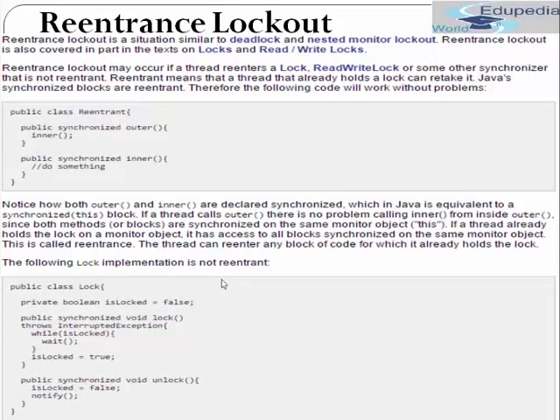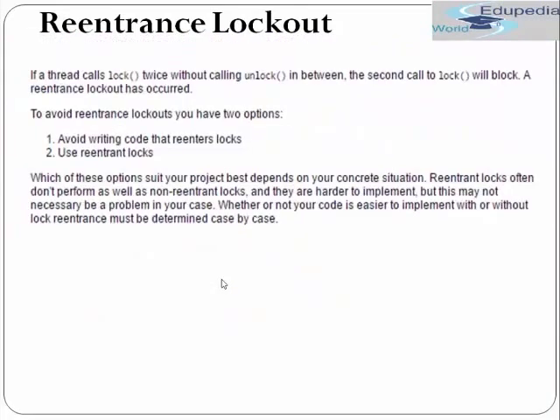The following implementation is not reentrant. So you see over here we just have an isLocked flag, and once a thread enters this implementation, if a thread again tries to get a lock on the same variable, it won't be able to do so. We have already seen this kind of implementation in our previous tutorial. Now, if a thread calls lock twice without calling unlock in between, the second call to lock will block. A reentrance lockout has occurred.